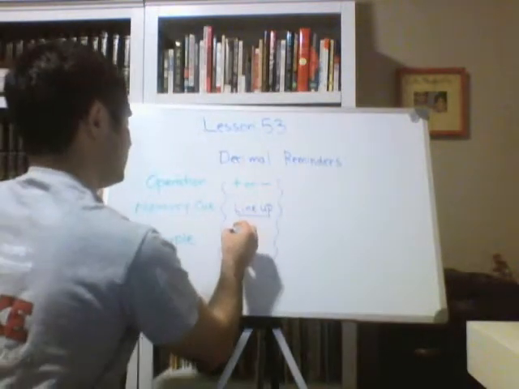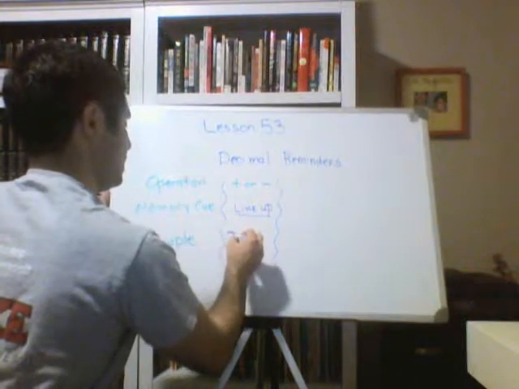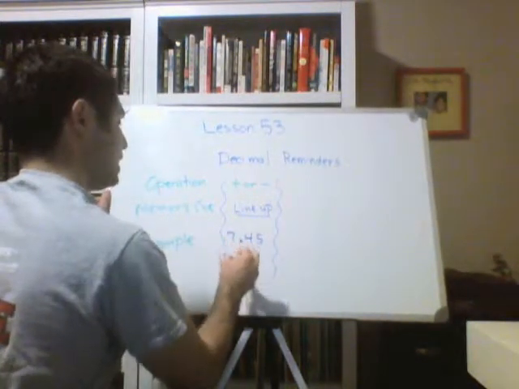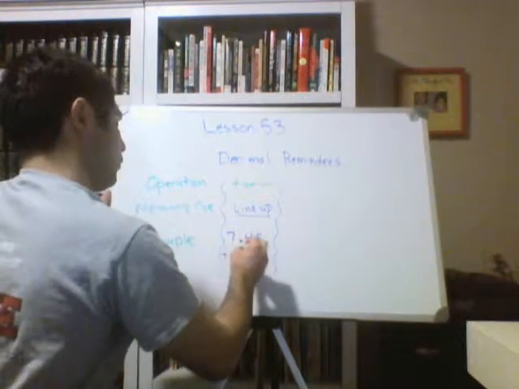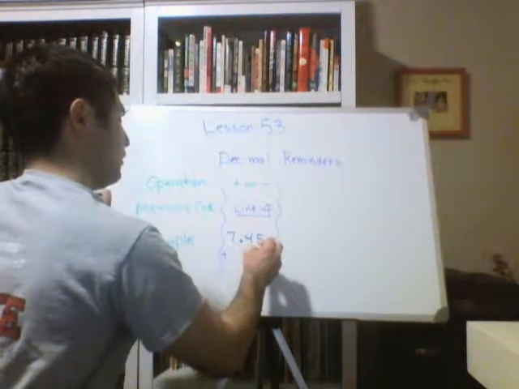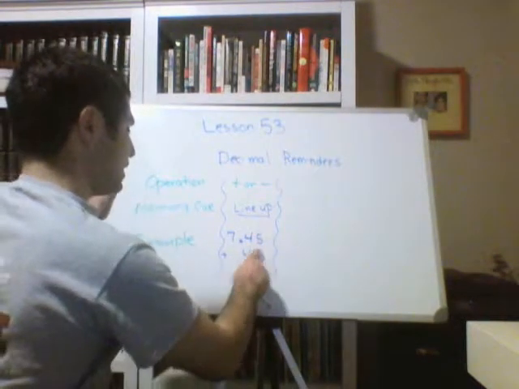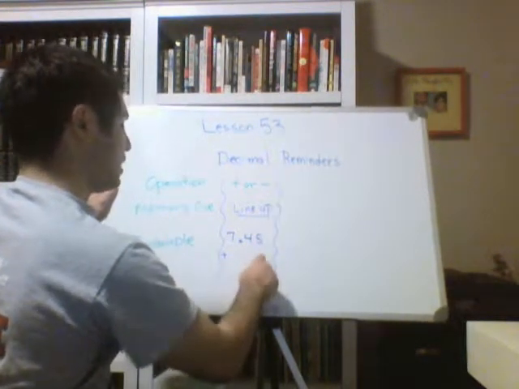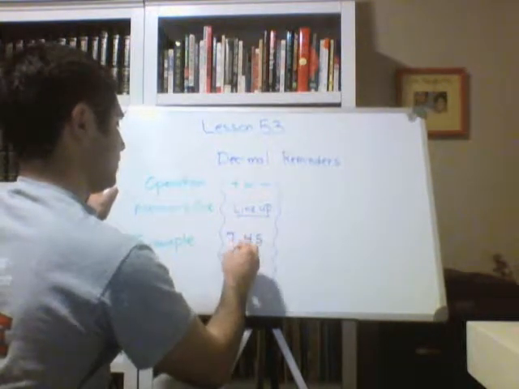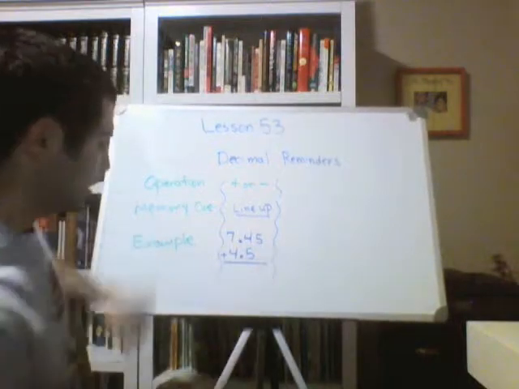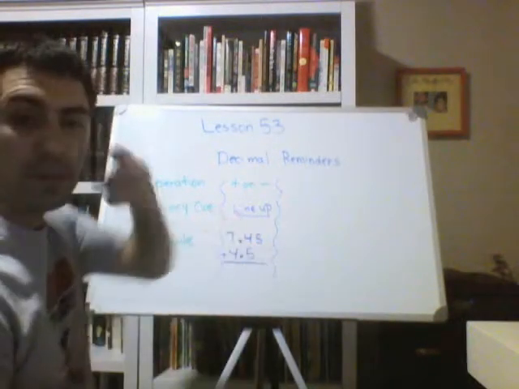Say we have 7 and 45 hundredths. We cannot add 4 and 5/10 like that. You have to take the decimals and they have to be right above each other. So that would be 4 and 5/10. Once you line it up, then you can add them.